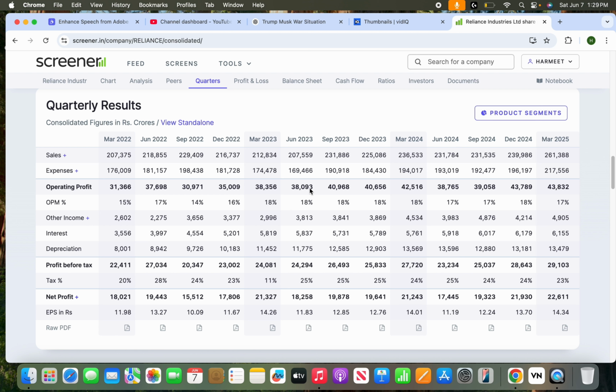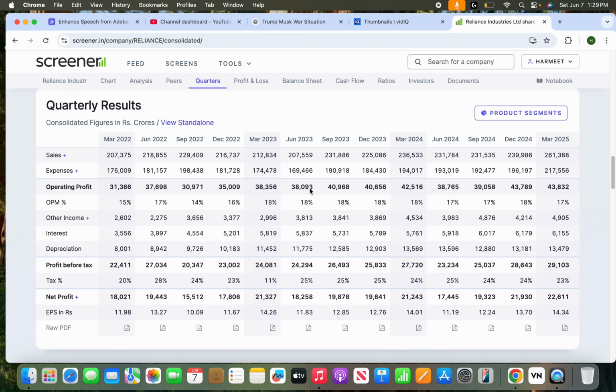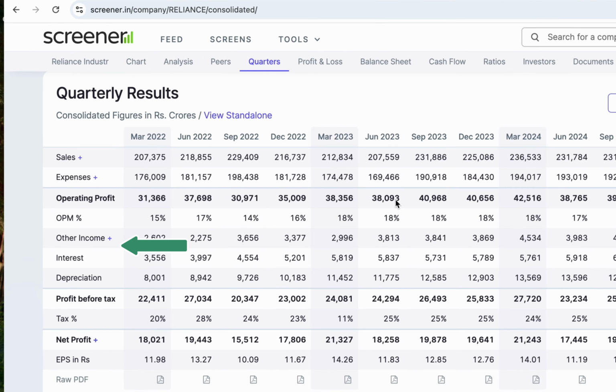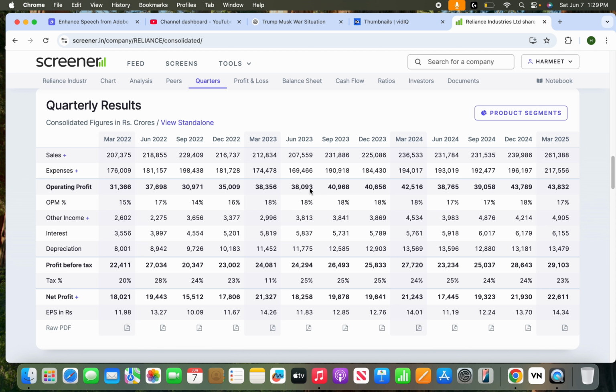Key things to look out for. First one is consistent sales growth. Are sales increasing quarter over quarter or year over year? Second one is improving profit margins. Is the OPM stable or improving? Third one is controlled expenses. Are expenses growing slower than sales? Fourth one is steady net profit. Is the net profit showing an upward trend? Pay attention to any significant one-off items that might distort the true picture.